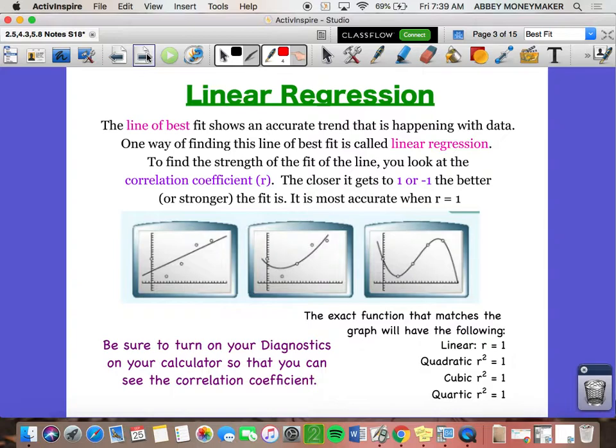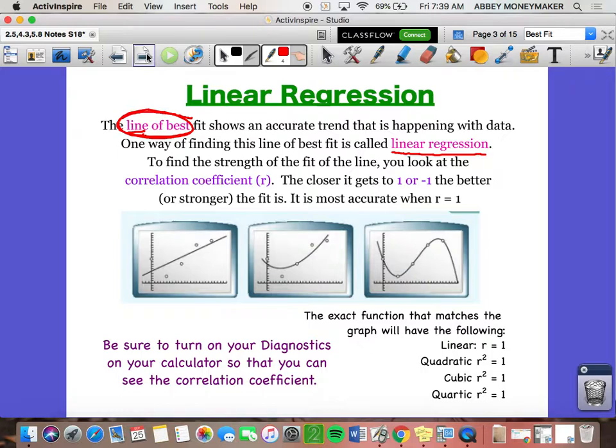So the first thing we're going to look at is linear regression. So with linear regression, we're looking for the line of best fit, and we want to find the line that shows an accurate trend with the data. So the way that we're going to find that line of best fit, again, I'm highlighting that phrase, the line of best fit is through linear regression. Line means linear, that makes sense.